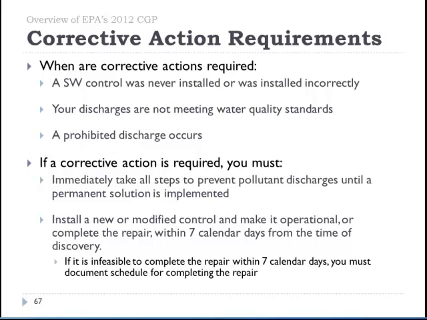You're required to immediately take all steps to prevent pollutant discharges until you can implement a permanent solution. And if you find that you need to install a new or modified control, you must do so within seven calendar days from the time you discover the corrective action condition. However, if you can't do this within 7 days, you're allotted more time, but you have to provide documentation in your SWPPP of your schedule for completing the repair.